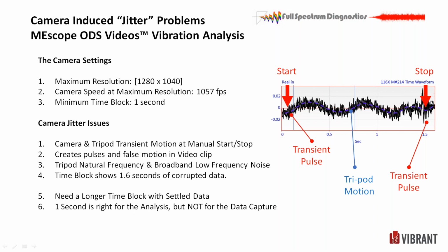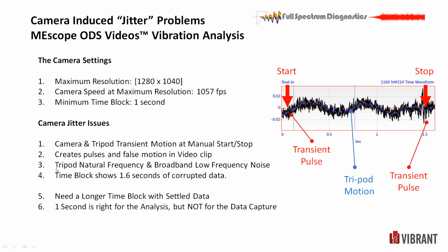So I get a pulse right here. It's kind of hidden by my arrow, but there's a different kind of transient pulse there. I bumped the camera a little bit harder than I should have, or out of phase with the pulse that was trying to decay. Regardless, I have a start and a stop recording transient, and this is my tripod motion. So I got to figure out how to make that better. So we get pulses and false motion in the video clip from this.